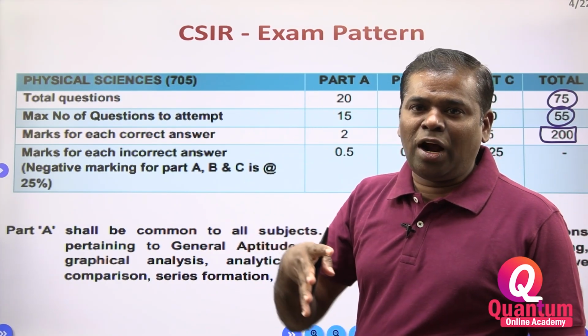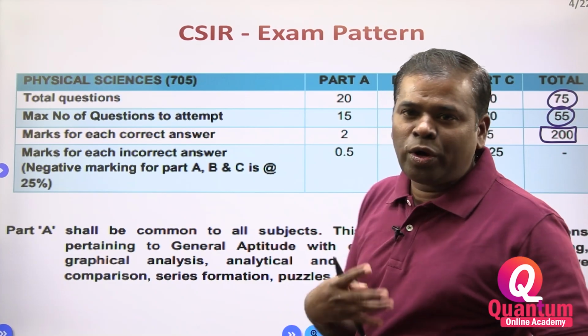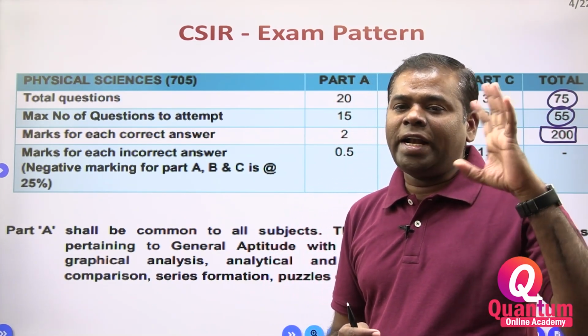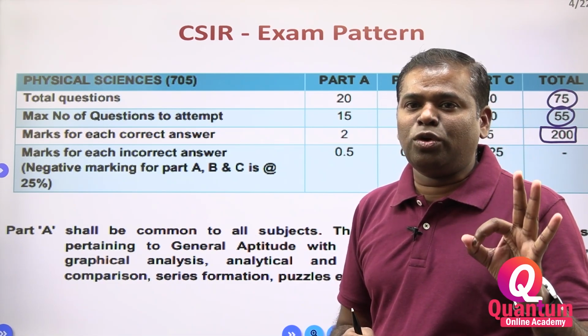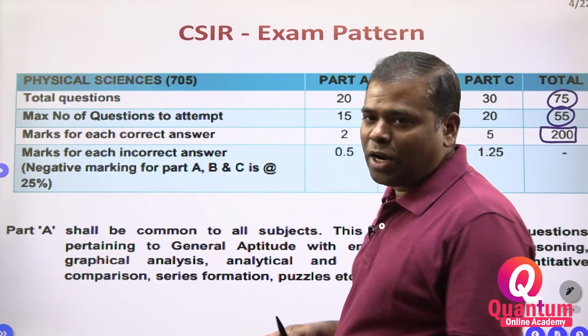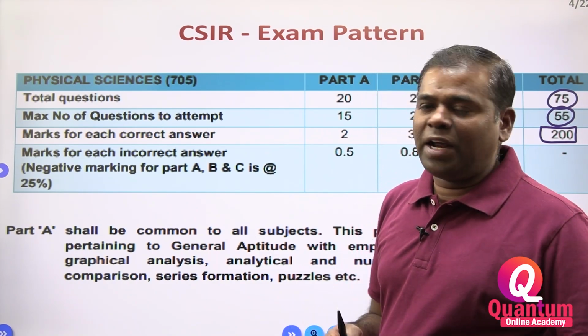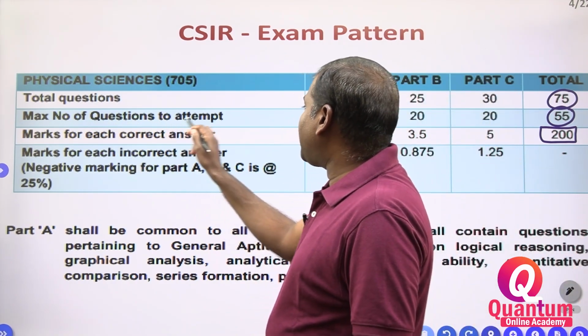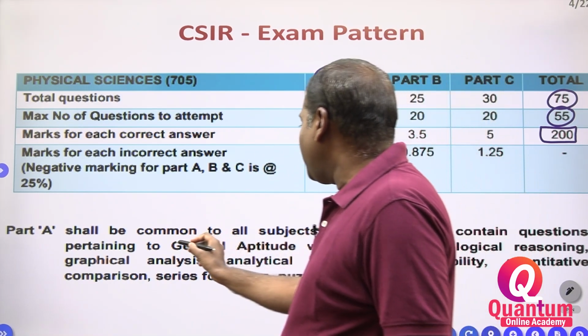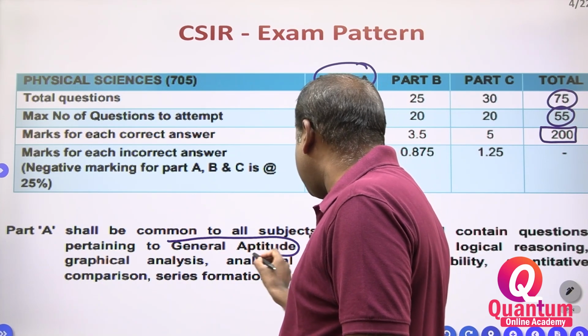All questions we may not know. 75 out of 75 we may not know. Only a little bit we know. If at least 50% you come to know the answers, then you qualify the CSIR examination. Not only qualify, you get the JRF also. Maximum number of questions to attempt in part A. Part A belongs to whom? Part A belongs to the general aptitude.